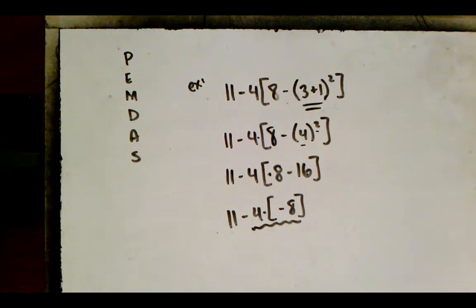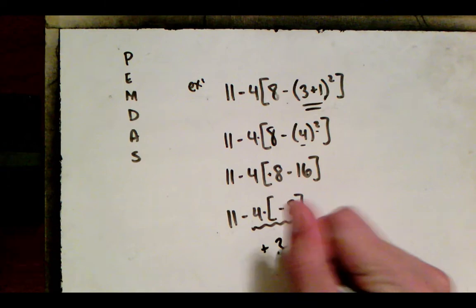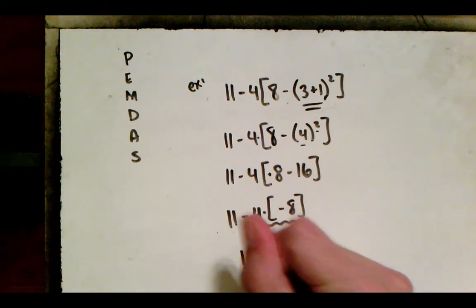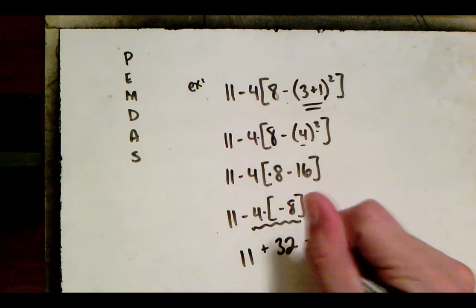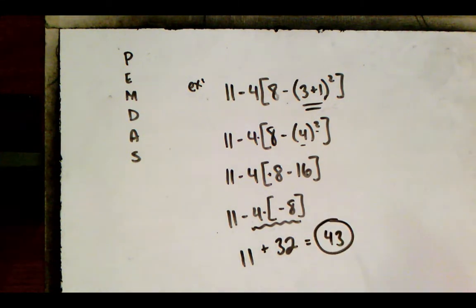-4 times a -8 gives us a positive 32. And the 11 we haven't touched yet just comes right down. Our final step here, we just add 11 and 32 together, and we get 43 as our final answer.